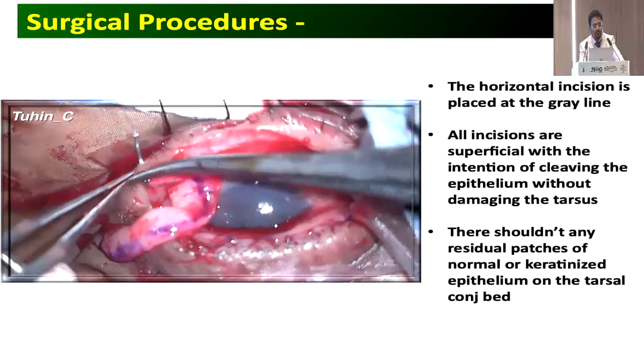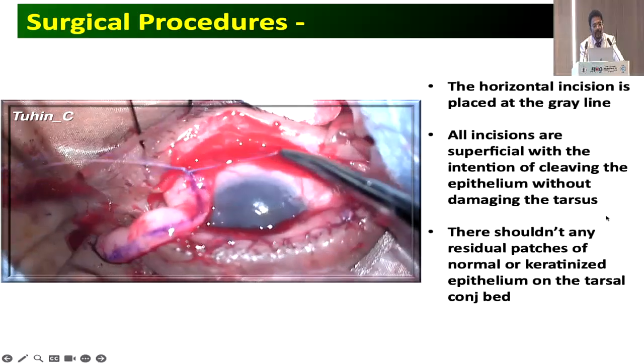So in this way the lower lid also is to be done. And then put the fibrin glue.